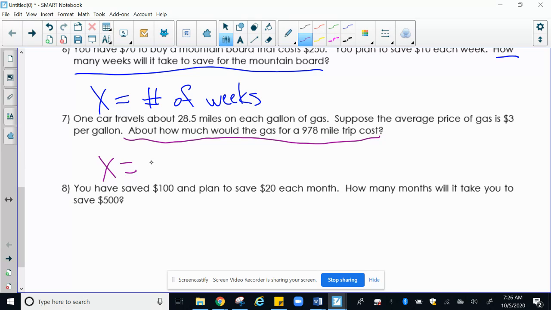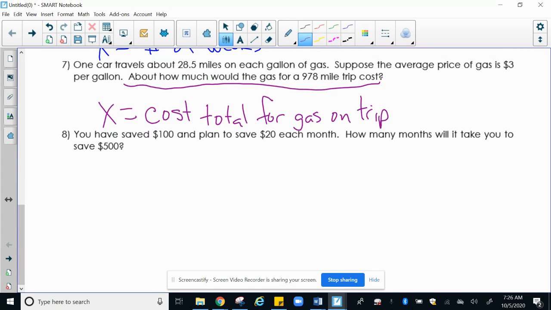Okay, so X will represent the total cost for gas on the trip. It's the total cost for gas. Okay, number 8, why don't you guys try that one?